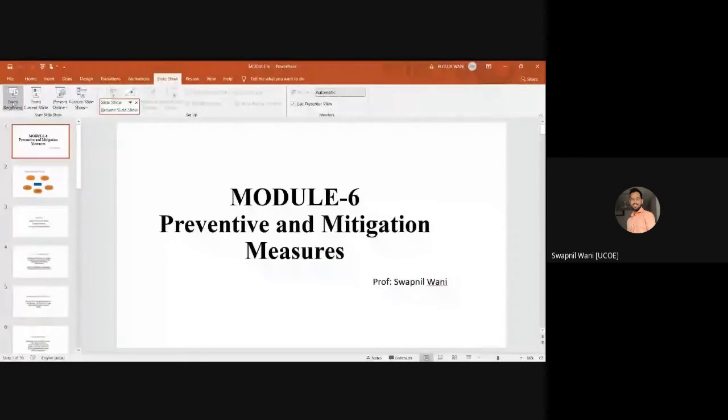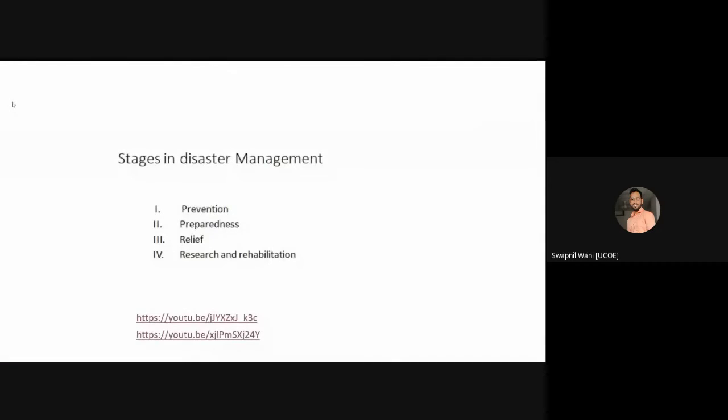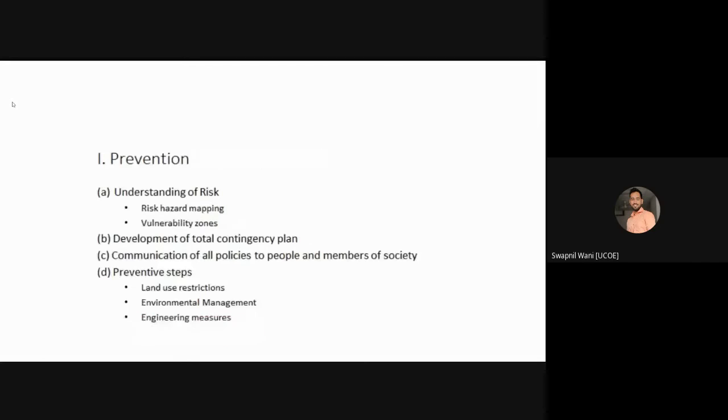Education is also important, but at the same time, you should have proper insurance policies which will help you in disaster management. After this, let us start with each point one by one, starting with prevention.